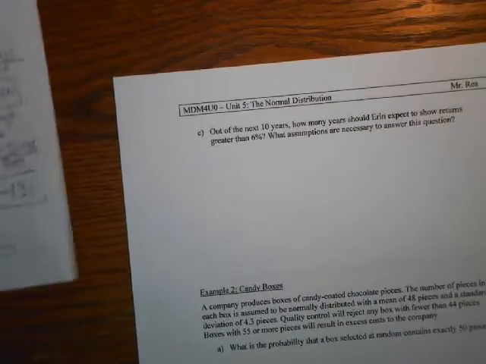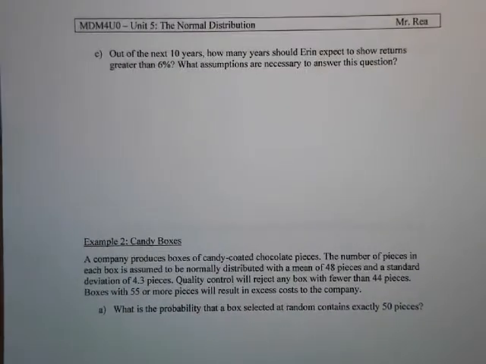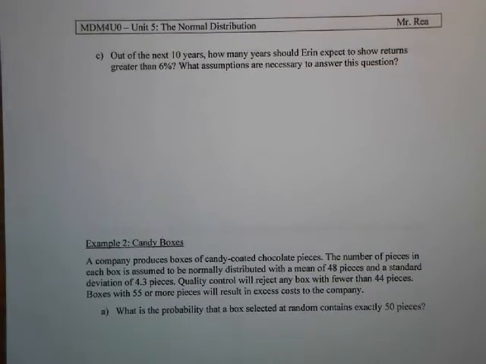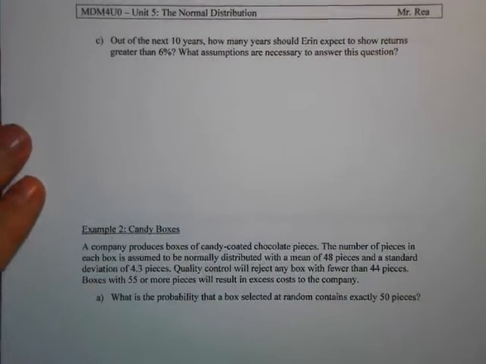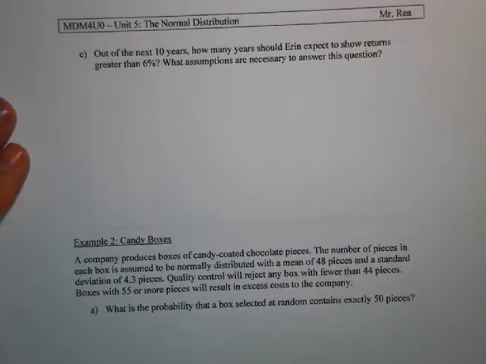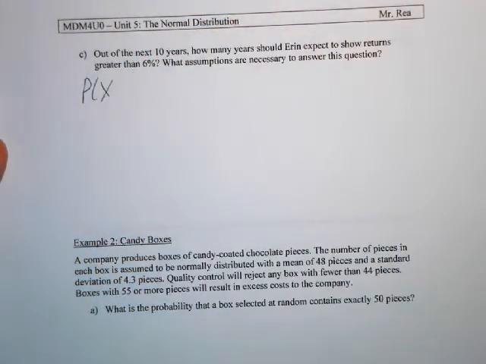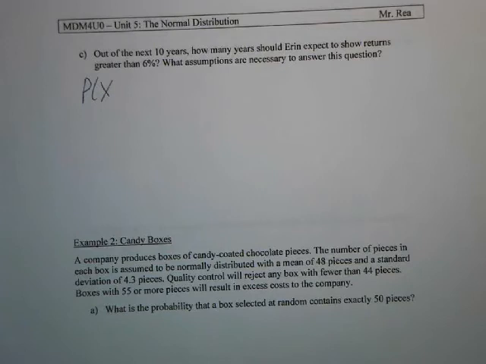So there's one more question on this. So let me zoom in a little bit. It says, out of the next 10 years, how many years should Aaron expect to show returns greater than 6%? Okay, what assumptions are necessary to answer this question? Okay, so I'm going to start off this question just pretending it was a question that asks what's the probability that a single return has a return greater than 6%. So what I'm looking for here is probability x is greater than 6.